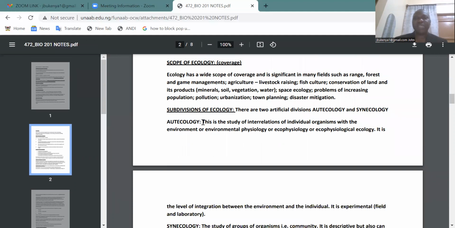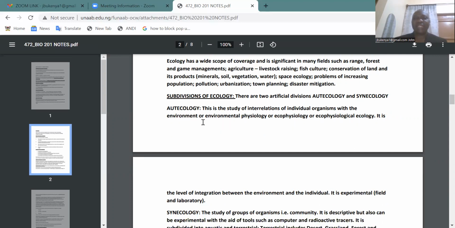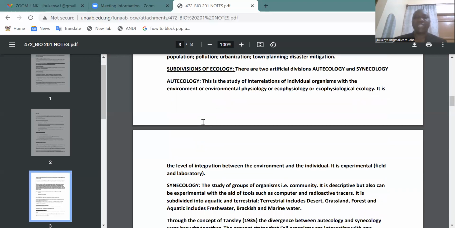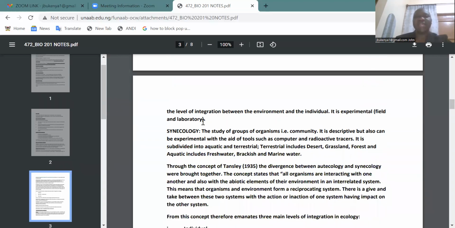We have two main subdivisions of ecology. If we are looking at individual organisms of one species, if we are looking at how an organism relates with its environment, if you are looking at the ecophysiology and environmental physiology and the other ecological issues about individual organisms or organisms of one species, then we call that autecology.